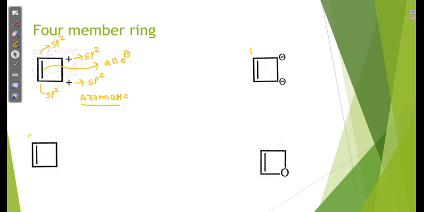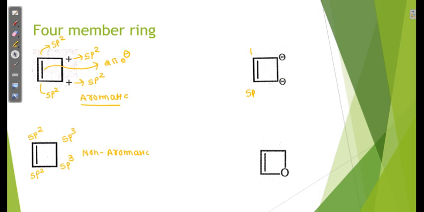This is sp2. If you don't know hybridizations, please see my first video. sp2. This is sp3. This is sp3. So according to that chart, if it has sp2 and sp3, then we can say it is a non-aromatic compound. There is no need to calculate the pi electrons.